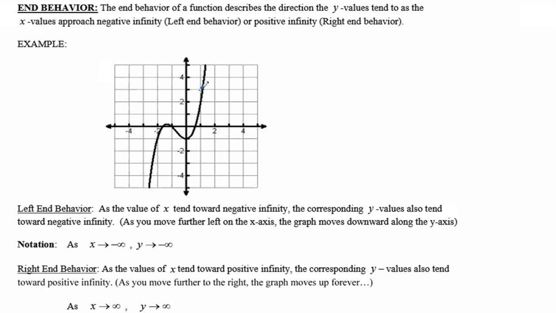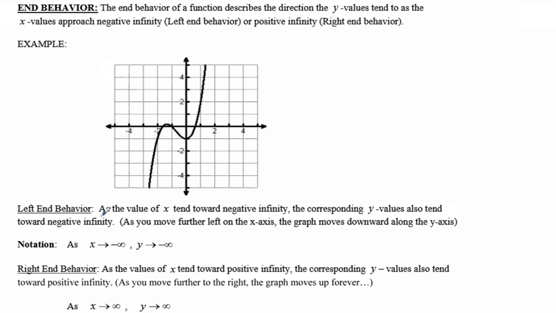In other words, if you were to zoom out from this graph, if you were to imagine you're on Google Earth and you zoom way out, what are you seeing from way out? Is the graph going bigger as it goes to the right, or is it going smaller as it goes to the right, and the same for the left?